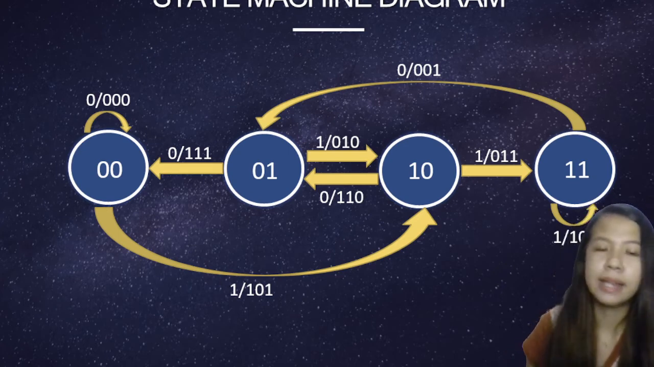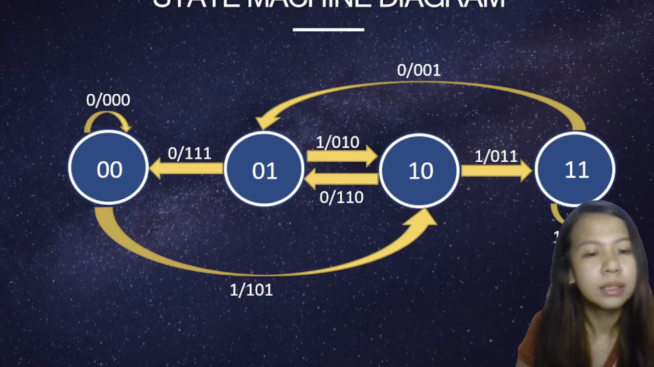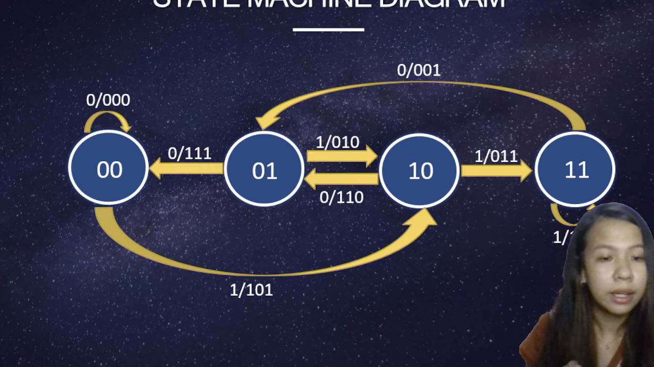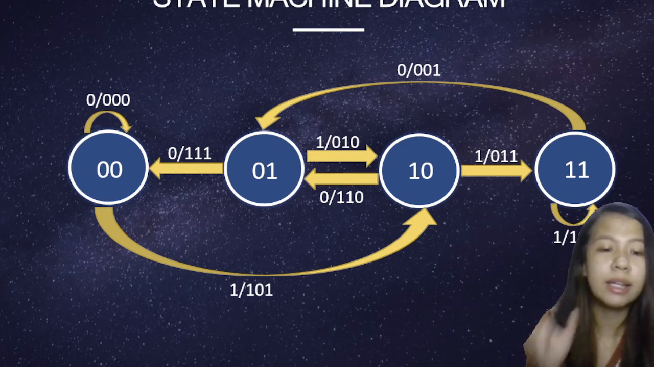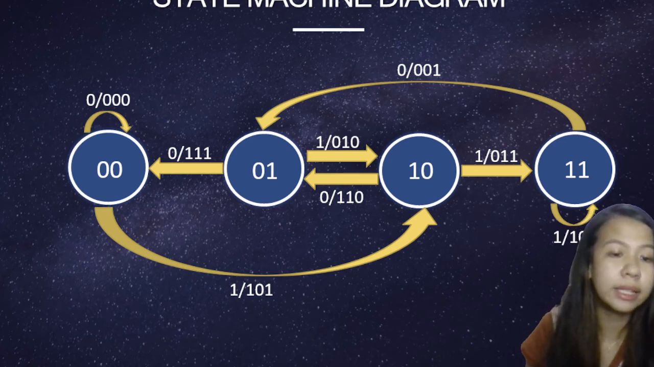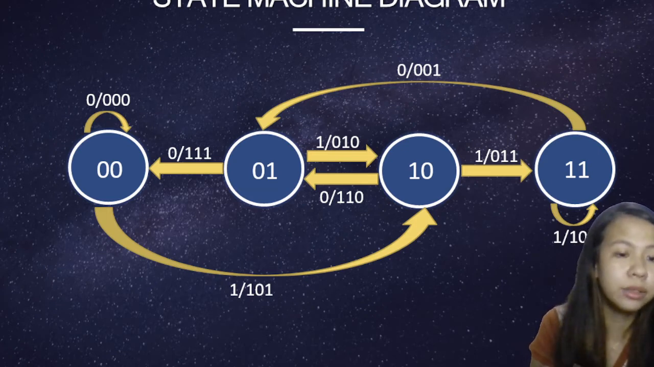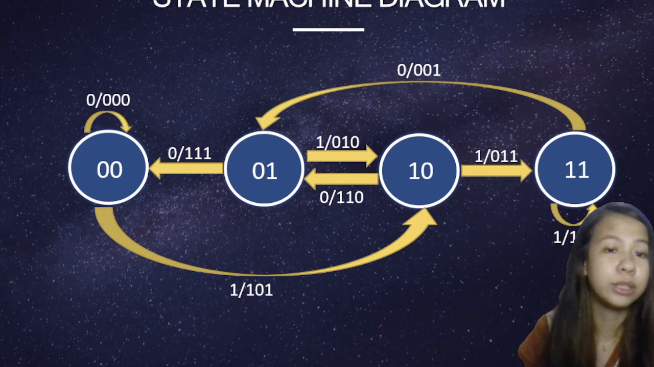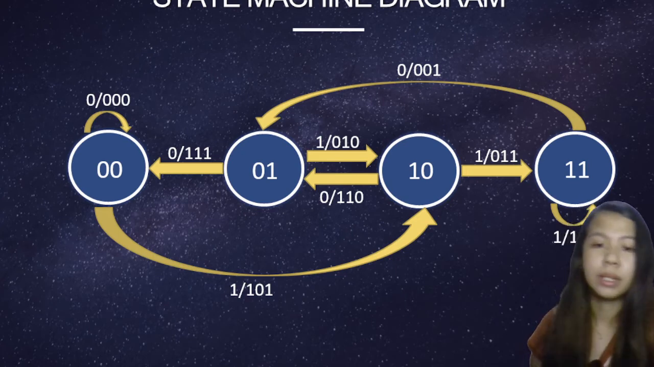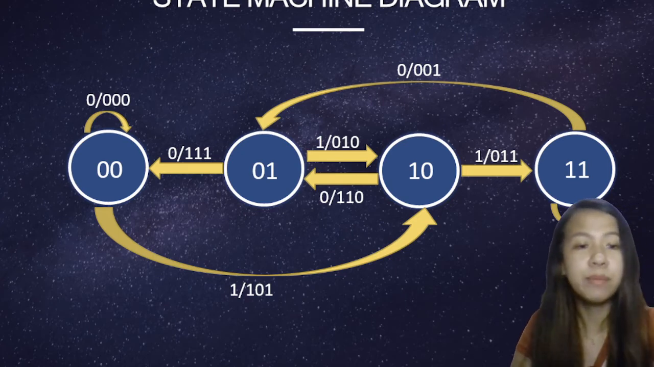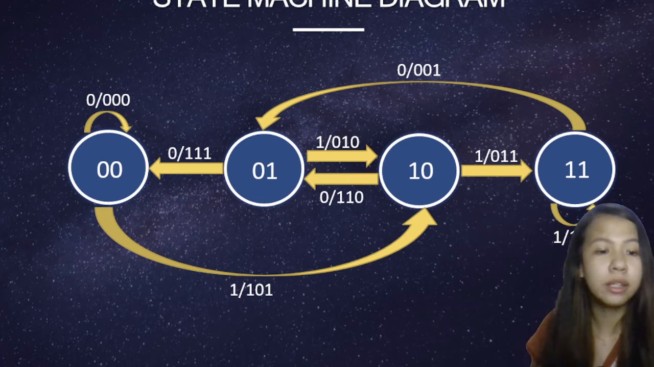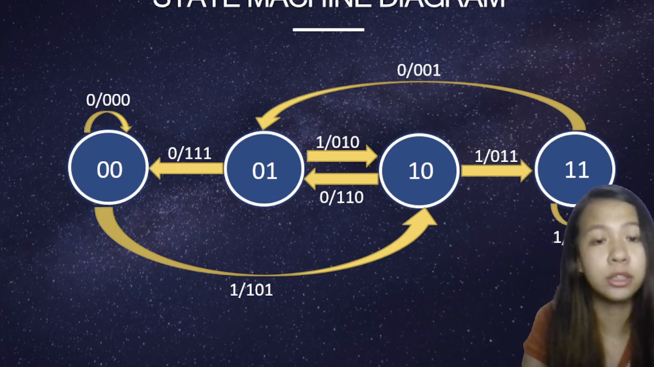Okay, next, if the input is 0 and the current state is 1, 1 here, and the next state is 0, 1, then the output is 0, 0, 1. So the last one is here. If the input is 1, then the current state is 1, 1 here, and also the next state is 1, 1, then the output is 1, 0, 0.